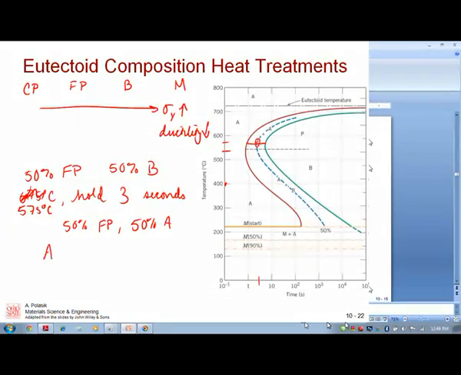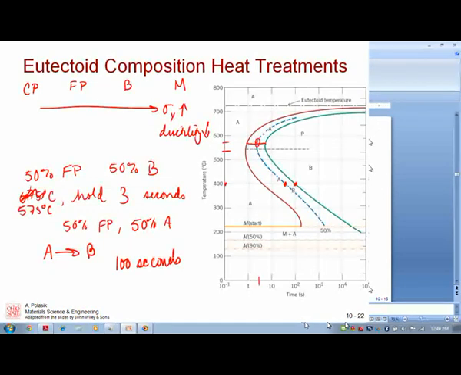So now, all of the austenite is going to bainite. So we cool it down to 400 degrees C. How long do we have to hold it for? To here? No, we have to go to the 100% bainite line. So we're going to hold it for 100 seconds. Is that 100 seconds in addition to the 3 seconds? Yes. Okay.